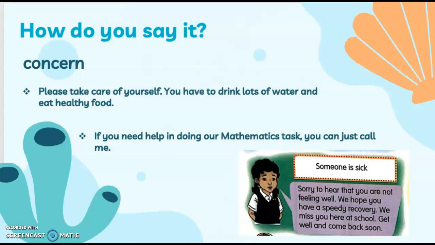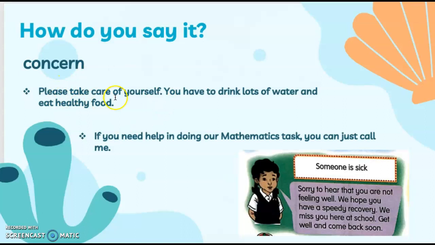Okay, how do we express our concern? So please take care of yourself. You have to drink lots of water and eat healthy food. And other than that, you can also say, if you need help in doing our mathematics task, you can just call me. So for these two sentences, it shows that you are concerned about someone, okay, but in different situation.